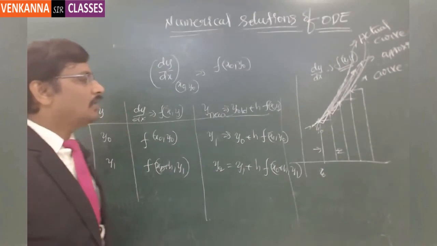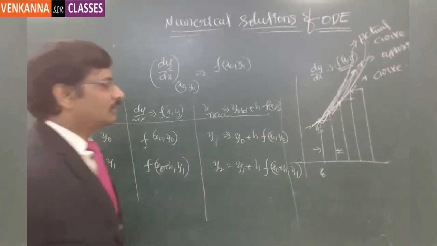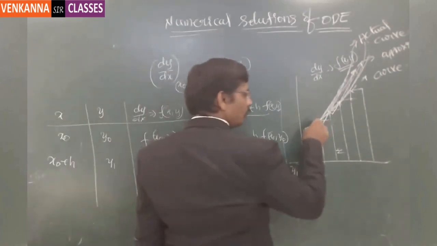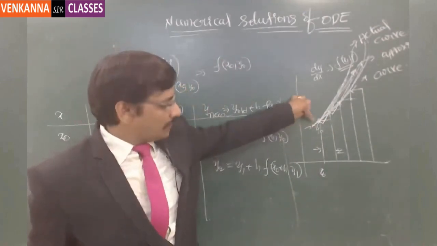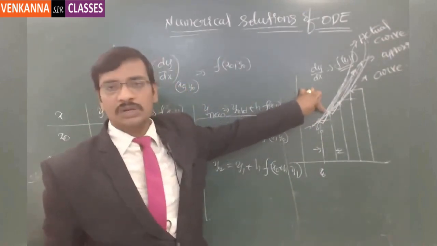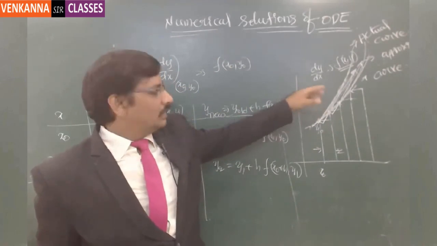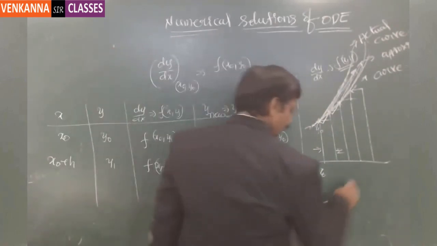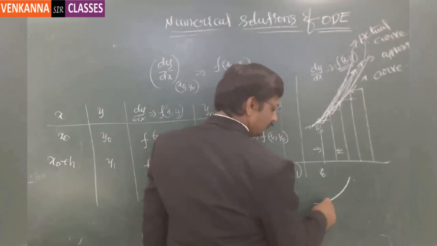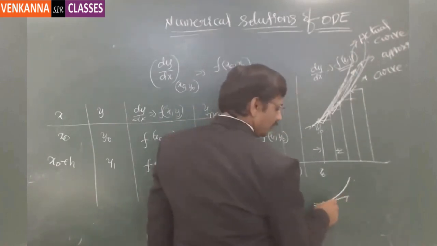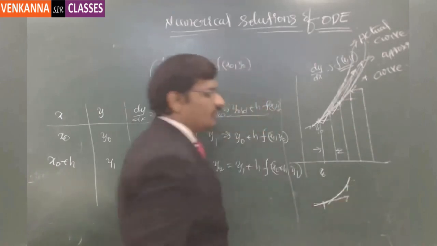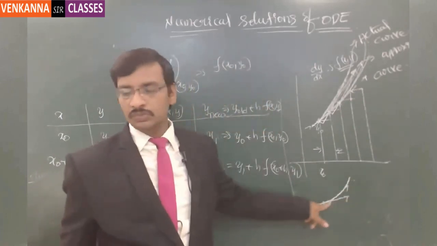Here, what we are trying to approximate is this: the slope that we calculated, you are trying to make use of the slope at this point to identify the next value. But if the curve is of this particular format, then you cannot assume that the slope here is going to be the same even here as well. So there will be a difference of slope between these two.